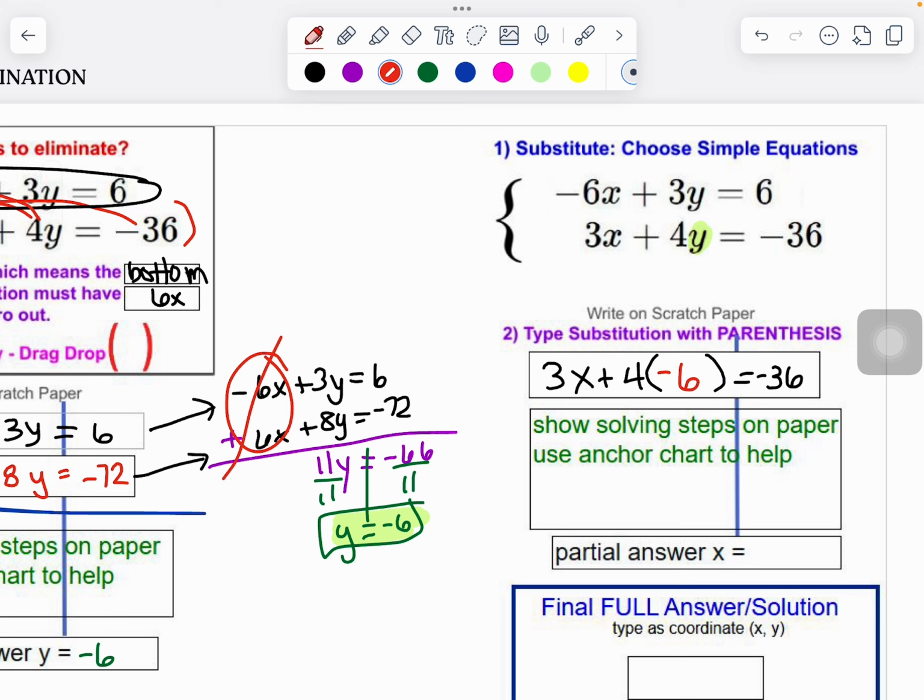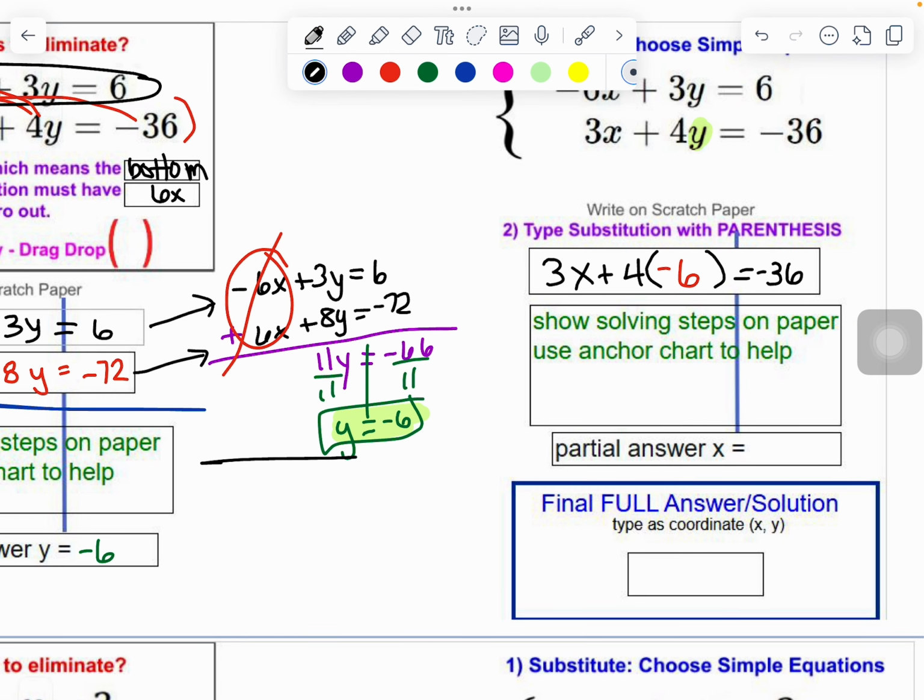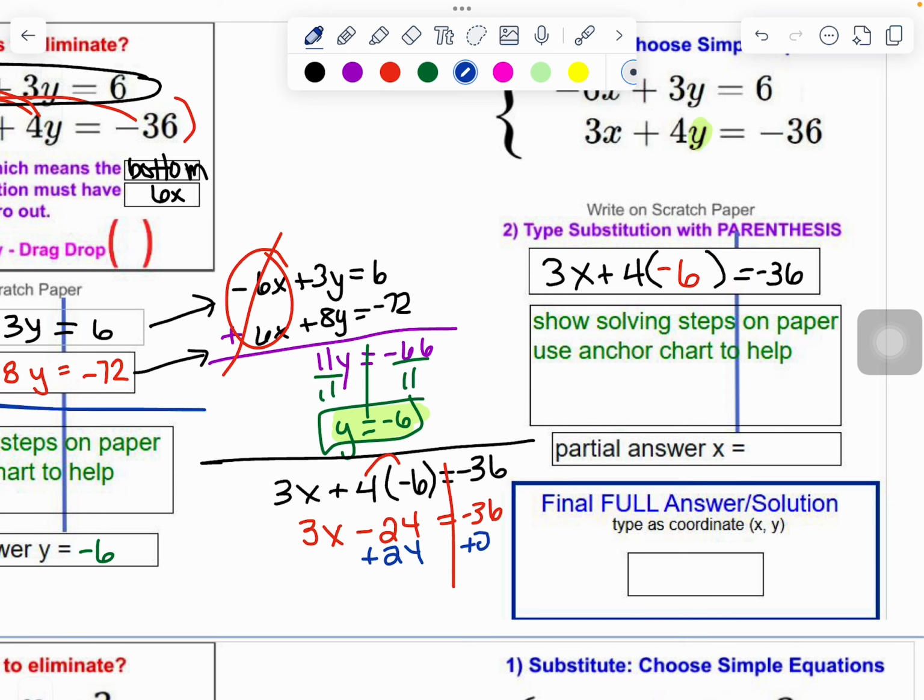Now, unfortunately, you can't solve this by just plugging it in the calculator. We have to actually solve it. So I'm going to write it down here. 3x plus 4 times negative 6 equals negative 36. Make sure you're writing this on your paper as well. So we're going to distribute that 4 first, 3x, and we get a negative 24 equals negative 36. My next step is to add 24 to both sides. That goes away. 3x equals negative 12. My last step is always the same. We are going to divide by 3, and I get x equals negative 4.